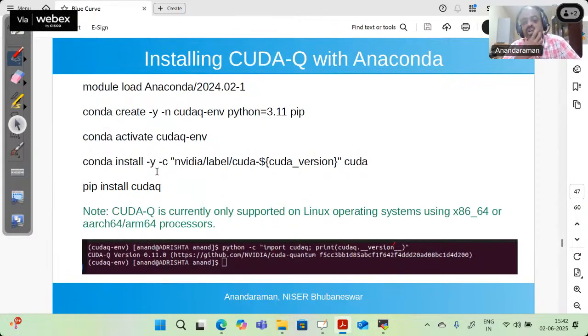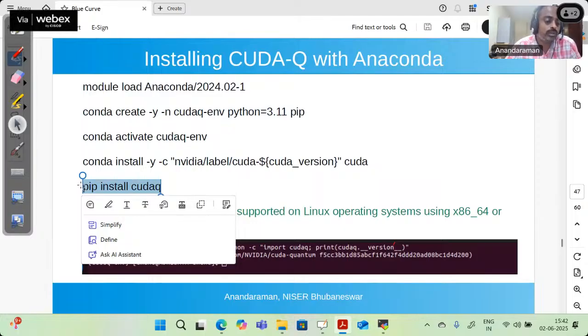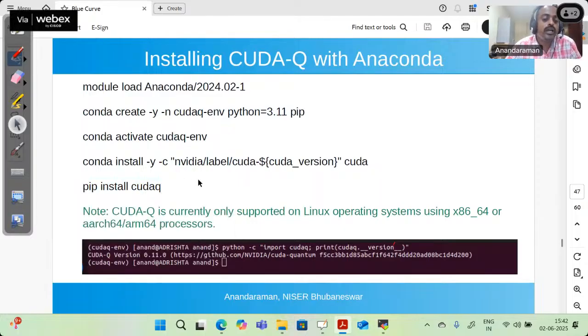Okay, so installing CUDA-Q is very simple. If you have a Python environment, an Anaconda Python environment will be very supportive. You just have to create it; actually, only this command is enough. If you have an Anaconda environment, this command itself is enough. And you need to have CUDA and you need to have a GPU.